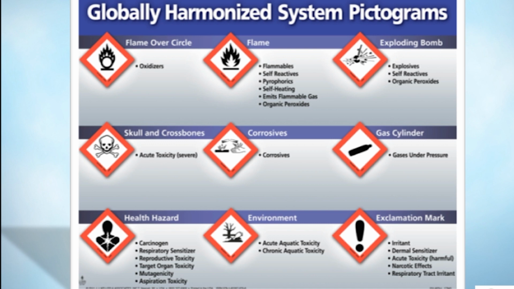And then, of course, we talked briefly about the health hazards: carcinogens, respiratory sensitizer, reproductive toxicity, target organ toxicity, mutagenesis. That means it causes your chromosomes to break apart and cause birth defects and things like that. And aspiration toxicity. And next you have a diamond with a tree on it and a dead fish, and that means it's acute aquatic toxicity or chronic aquatic toxicity. Now, a diamond with an exclamation mark in it means it's an irritant, a dermal sensitizer. That means it could burn your skin. Acute toxicity, harmful. It could have narcotic effects or a respiratory tract irritant.